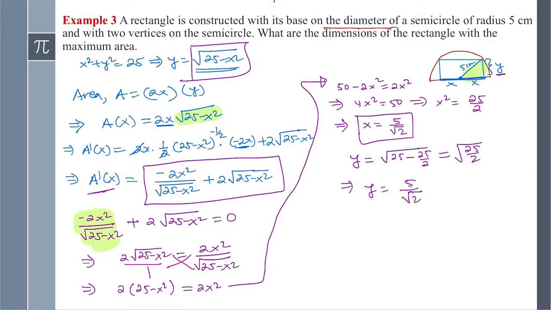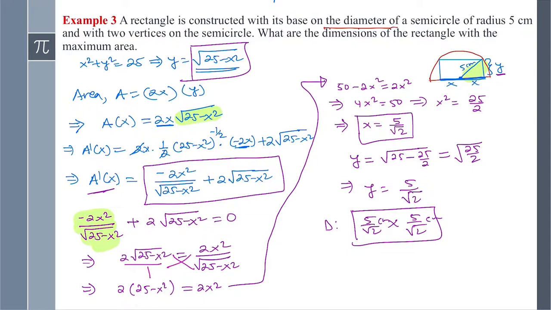That means that instead of a rectangle, we'll have a square of dimension 5 over square root of 2 times 5 over square root of 2. So the dimension of that rectangle is 5 over square root of 2 by 5 over square root of 2. Okay, so that is the dimension of the rectangle, and the units are centimeters. So centimeter, centimeter.